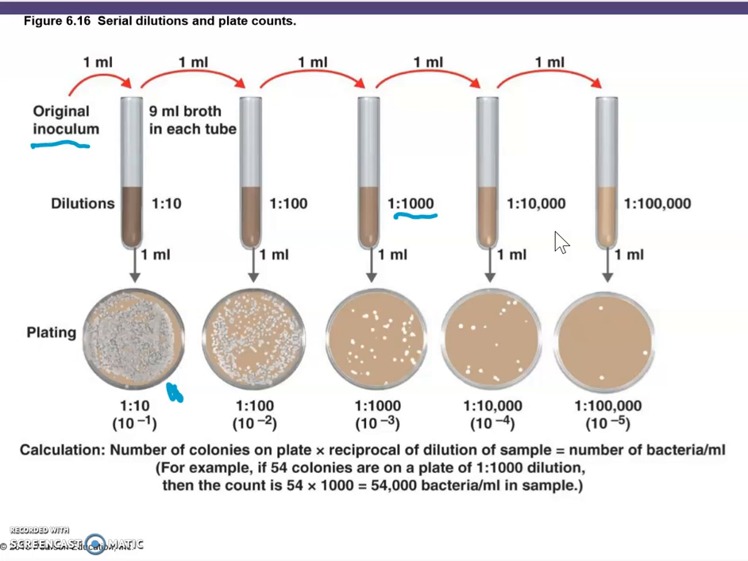If you dilute by 10-fold every time, then your number of bacteria should go down 10-fold. In other words, if you have 3 colonies growing right here, then in a 10-fold more concentrated solution, you would expect about 30 colonies, and you would expect about 300, approximately. And these are just too thick to count at all.